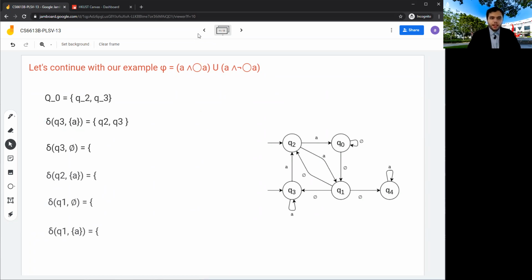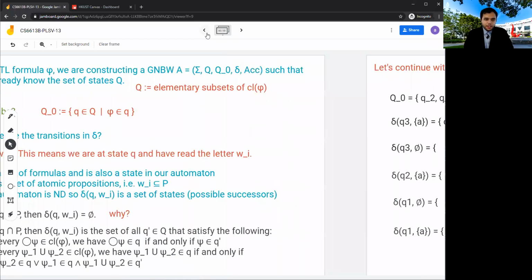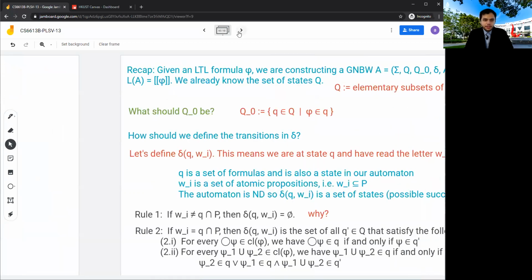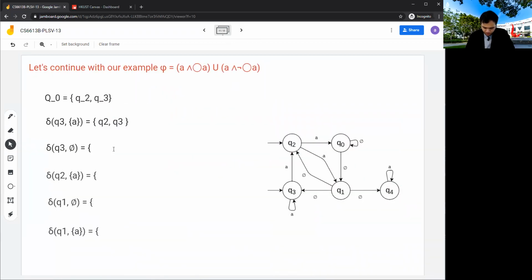Okay. What happens if I'm at Q3 and the letter that I read is the empty set? Well, Q3 contains the formula A. So if the letter is the empty set, I have to reject. I cannot have any successors. So there are no successors here. Okay. Now, we can do the same with the other ones.